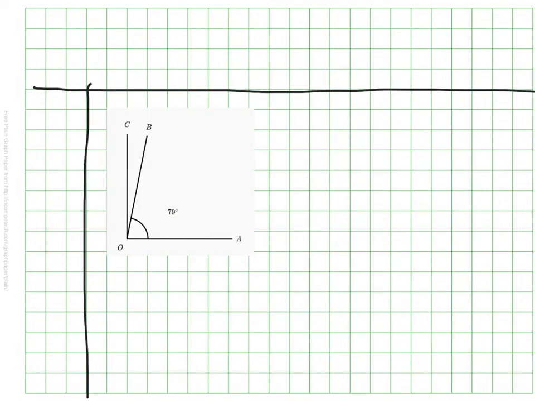Now, once we know that information, we can use that to calculate missing values. So I have this example here, and I am telling you that angle COA is a right angle. When I look at the diagram, I can see that BOA is 79 degrees. So the question is, what is the value of this missing piece? Let's call it X.